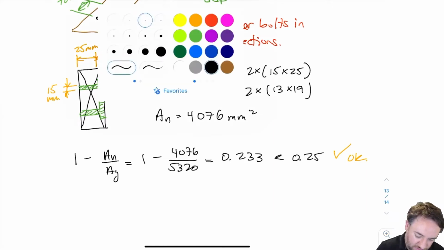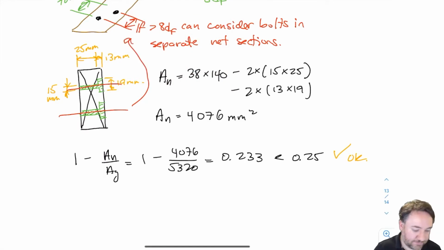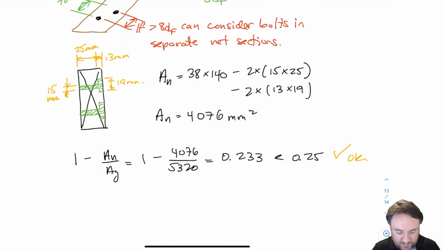And again, those bolts are not exactly on the same section, but the reason that I had to include them both in this section was because they are too close together up here. The bolts in adjacent rows are not far enough apart from each other in order to be able to consider them as separate sections.